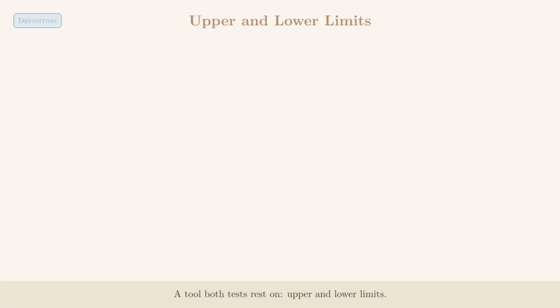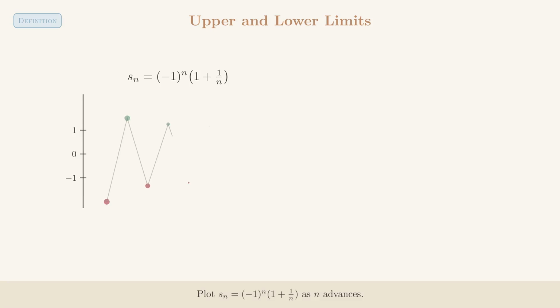Before the tests, a tool that both of them rest upon. Some sequences never converge, yet they still cluster around certain values, and we need a way to name those values. Here is a bounded sequence that does not settle, plotted as the index advances. The terms bounce between high and low. The even-numbered terms stay high, and the odd-numbered ones stay low. The even terms decrease steadily toward 1. The odd terms rise steadily toward -1.